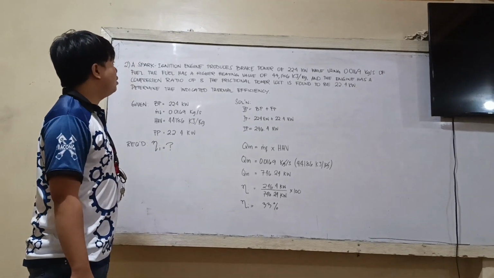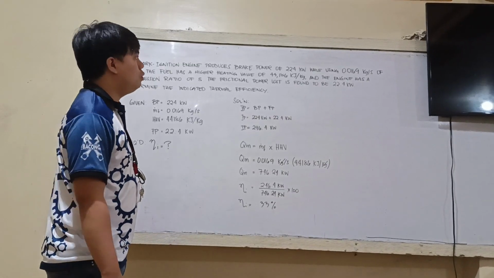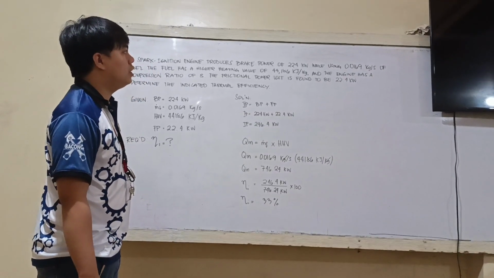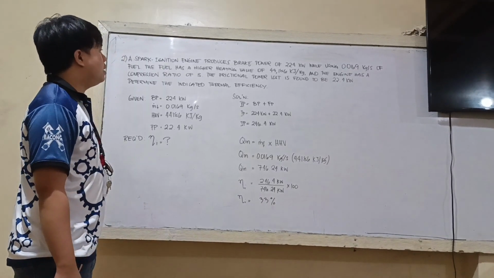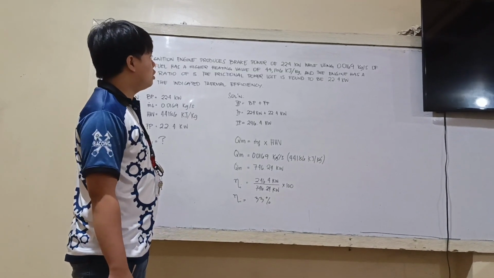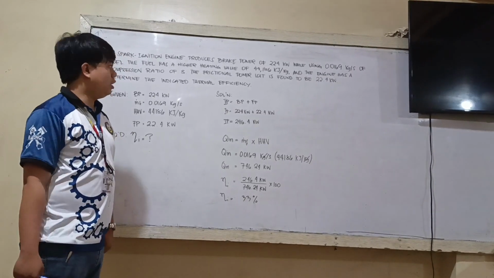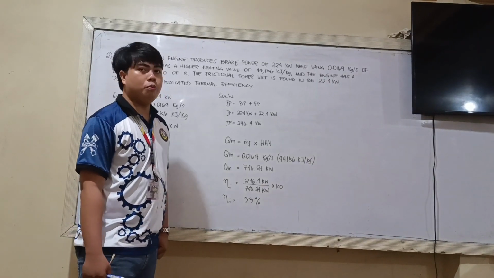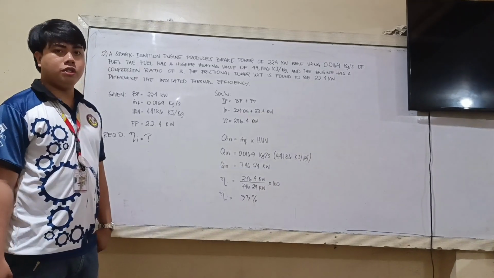A spark ignition engine produces brake power of 224 kilowatt while using 0.0169 kilogram per second of fuel. The fuel has a higher heating value of 44,186 kilojoules per kilogram, and the engine has a compression ratio of 8. The frictional power loss is found to be 22.4 kilowatt. Determine the indicated thermal efficiency.